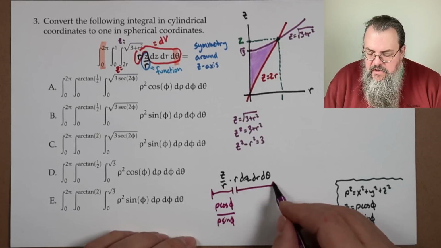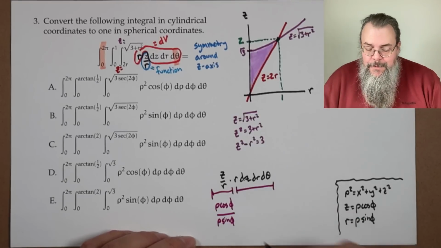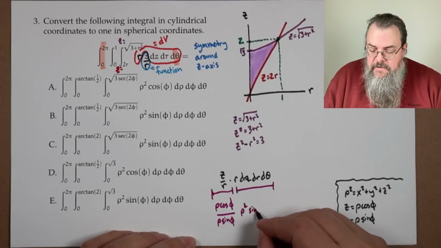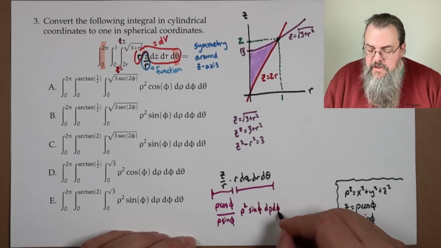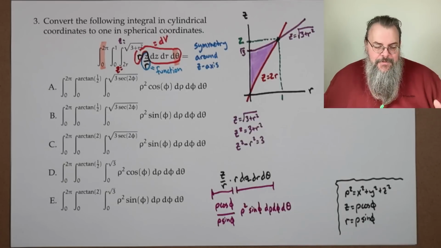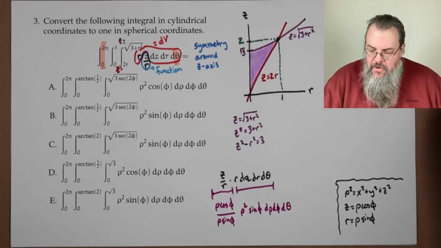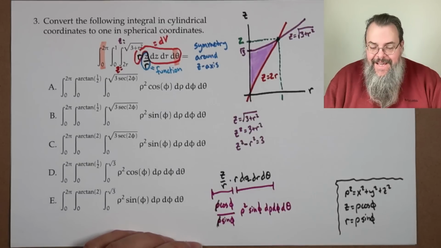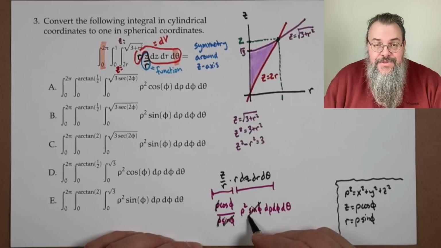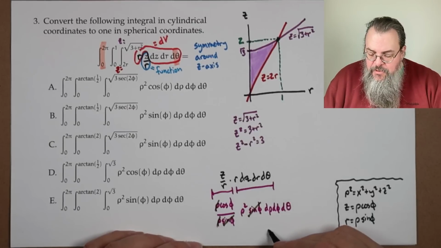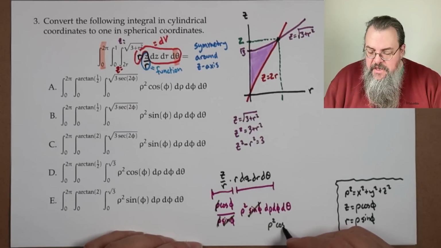And then this r dz dr d theta, that's going to become your dv, which in spherical coordinates is rho sine of phi d rho d phi d theta. Yes? Good. Now, let's clean this up. We can do a couple of things. The rho's in the front here cancel, and the sine cancels. So what's left? Well, we still have a rho squared, but it becomes rho squared cosine of phi. So that's what's going to be on the inside.